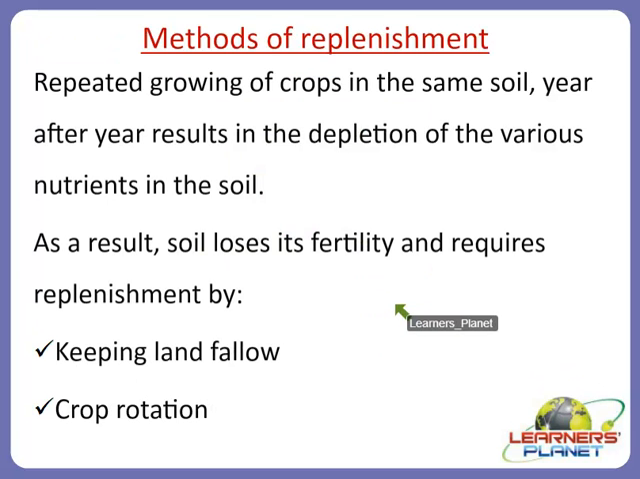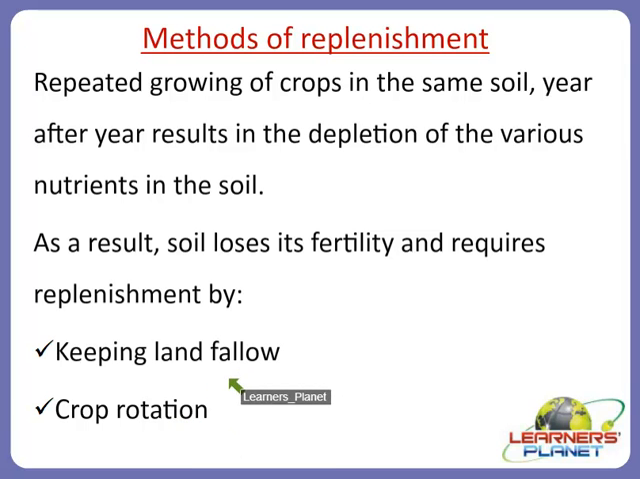First of all, we should know what replenishment actually is. Repeated growing of crops in the same soil year after year results in the depletion of the various nutrients in the soil. As a result, soil loses its fertility and requires replenishment. It means it needs to get nutrients by adding compost or manure, and that is why it is termed replenishment. So the methods by which this replenishment of soil can take place are keeping the land fallow and crop rotation.